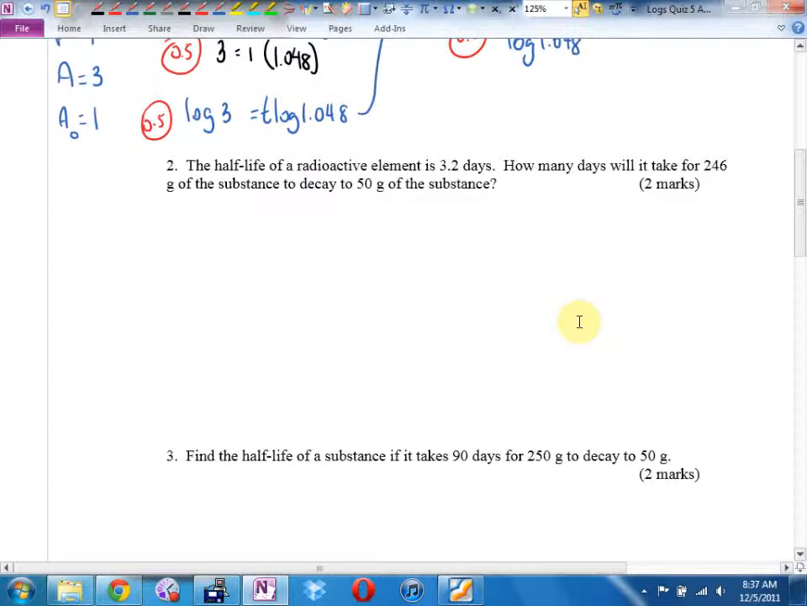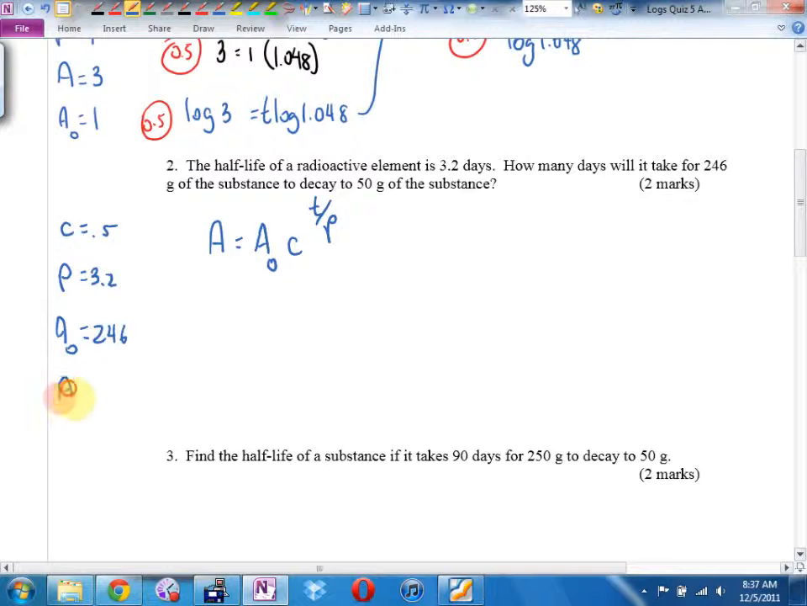Half-life question. Okay, so we're still going to go with A equals A0 C to the T over P, but as soon as it's a half-life question, by definition, the growth rate is 0.5. Oh, and they've told me the half-life. It's 3.2 days. How many days? T is what they're asking me to find. I think A0 is 246, and I think the final amount is 50.